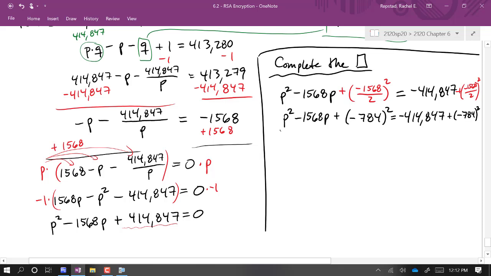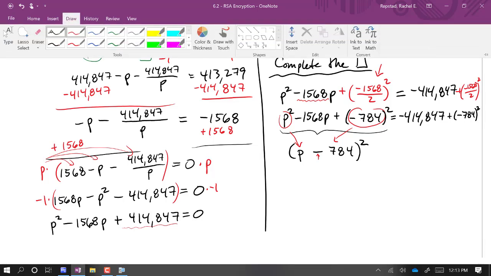Now on the left side, because we were really clever in how we chose what number to add to both sides, this is why we call it completing the square. The left side is guaranteed to be a perfect square, so this is p minus 784 all squared. This is how, as long as I choose this number to add by taking half of this coefficient and then squaring it, this will be a perfect square. I bring down the p, I bring down this number here. That's why this is a negative, is because that was a minus 784.